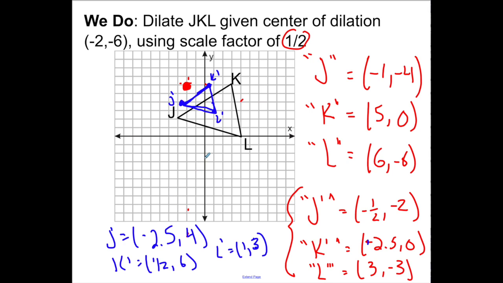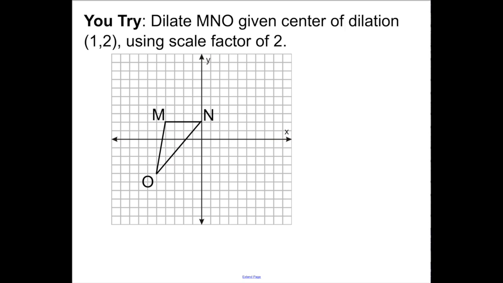All right, so hopefully this made sense. Again, if you're stuck, please go back and take a look through. But then in a moment, we will move on to another problem for us to do. All right, wow, here we go. This is going to be one for you to try, okay? So I have MNO. I need to dilate it. It's got a center of dilation of 1, 2. Scale factor of 2. Okay? I want you to try on your own to do this dilation.